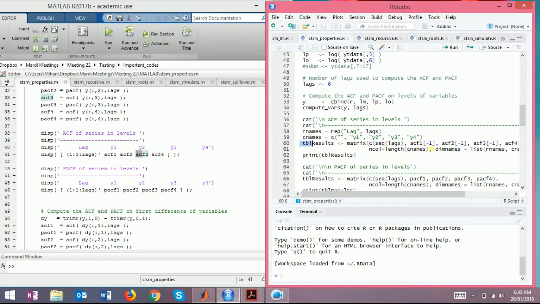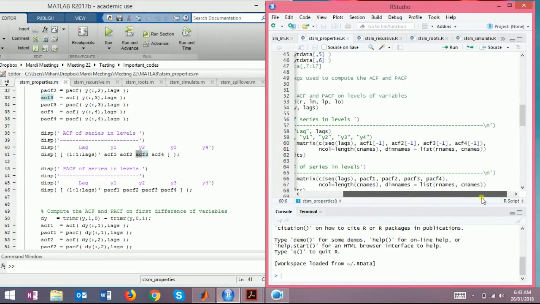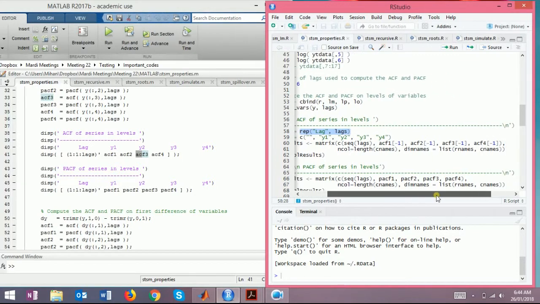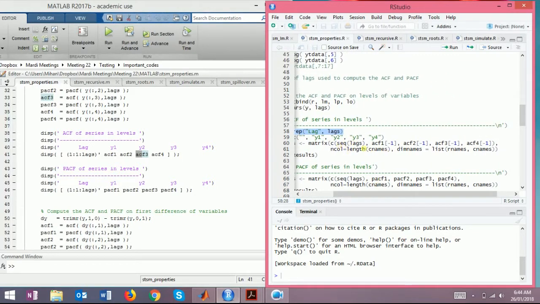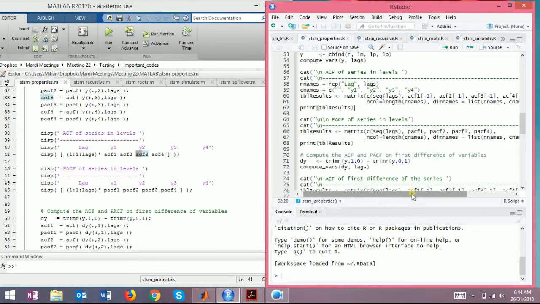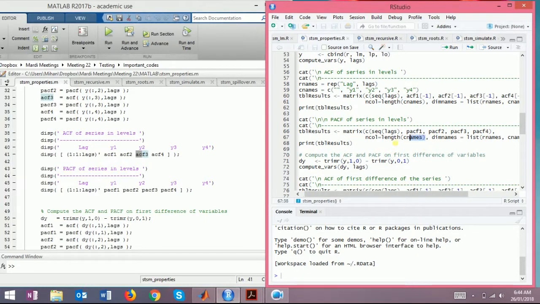So matrix, number of column, length of column names, that is the number of columns. Row names is, we are gonna repeat lags, lag up until lags, right? So sequence of lags, very good. PACF is also in the same way, sequence of lags, columns, number of the column size will be the number of column names, and number of rows, list is row names and column names, and blah blah blah, we print that.